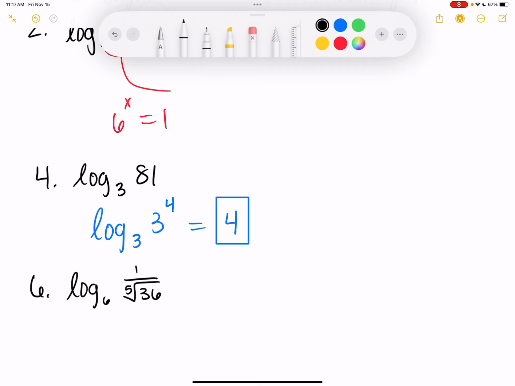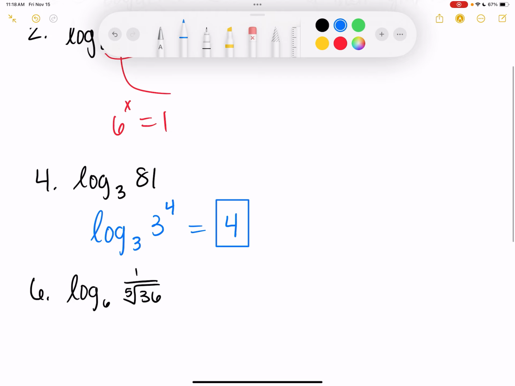Multiply it on top and bottom. Rationalize. Okay, I mean rewrite it in terms of exponents. Ignore the fact that it's on the bottom. How would I rewrite a 5th root of a number? Raised to a power. A fraction.